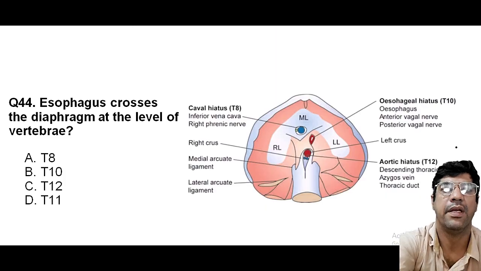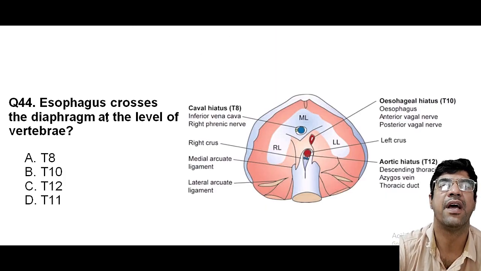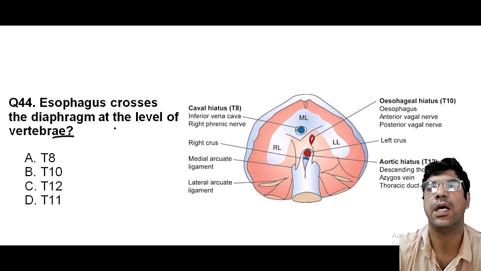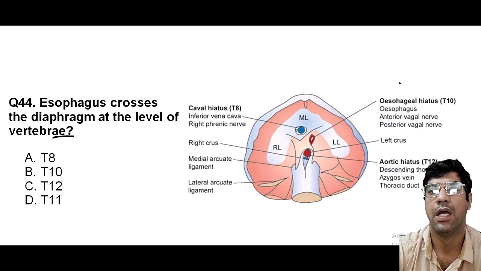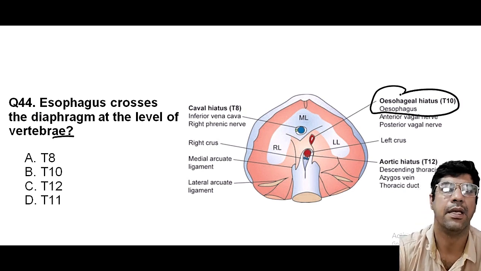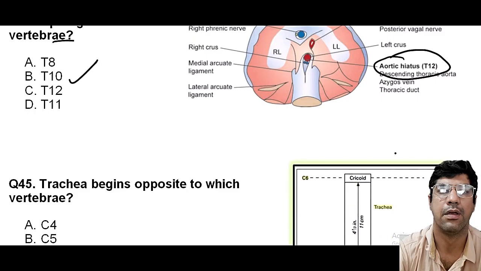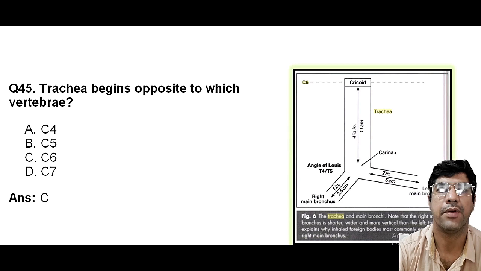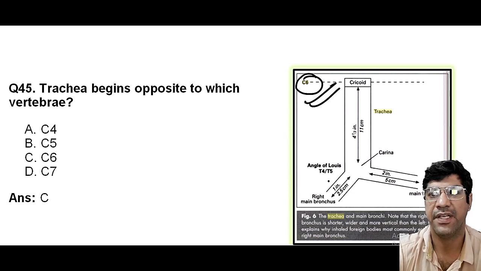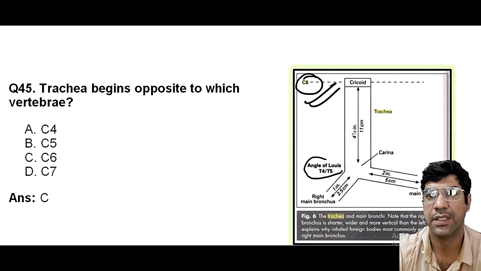The esophagus crosses the diaphragm at the level of which vertebra? The answer is T10. So remember this. The trachea begins opposite to which vertebra? It's the C6 vertebra. So in this figure, you can see the angle of Lewis.